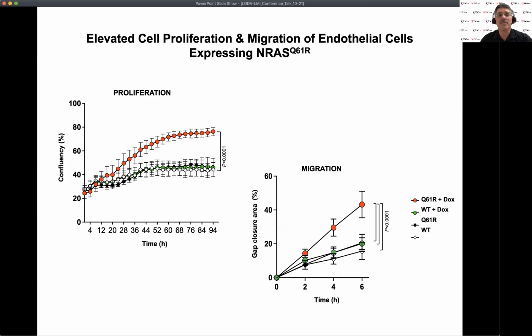Proliferation and migration of mutant and wild-type NRAS cells was studied using an Incucyte system and migration chamber slides. NRAS mutant cells in red showed enhanced proliferation in the graph on the left, and also increased migration in the graph on the right compared to wild-type NRAS cells in green.